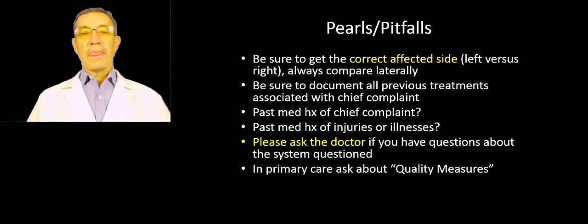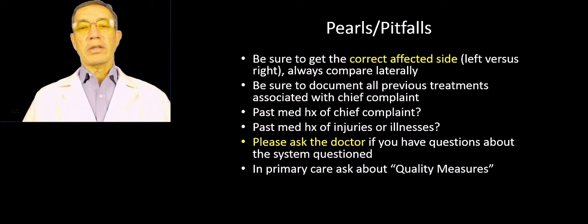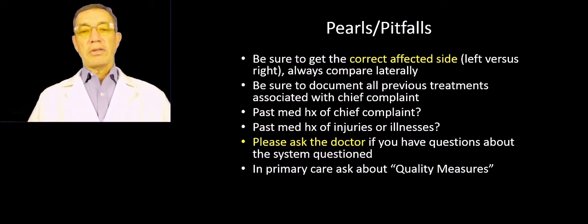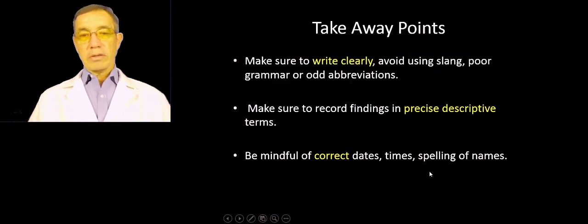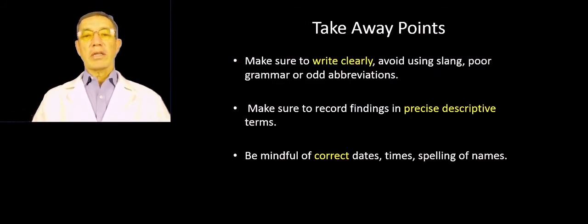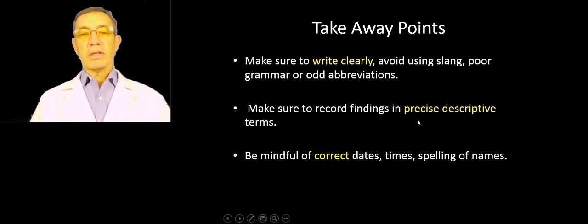Pearls and pitfalls: if there is a problem, be sure to get the correct affected side. Be sure to document all previous injuries, and please ask your doctor if you have any questions about this. And in primary care, we always emphasize to make sure that you document the quality measures. So be sure to write clearly instead of using slang or poor grammar. Be sure the recordings have the precise description in the review of systems. Be mindful of the correct dates, times, and spellings of the names if you can.